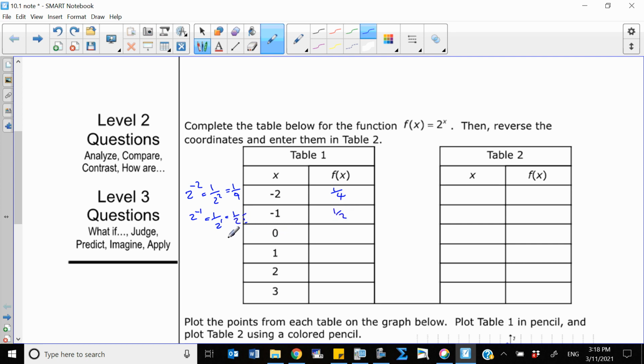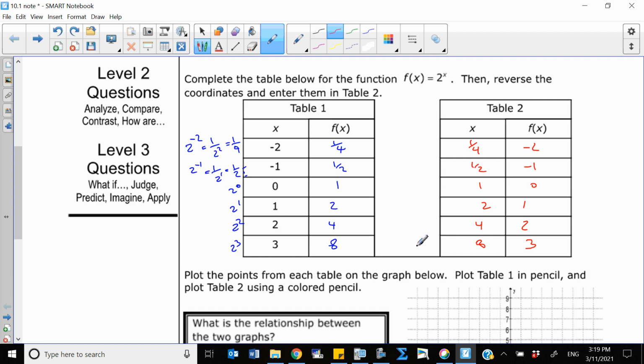When x is 0, it will be 2 to the power of 0. It's 1. 2 to the power of 1 is 2. 2 to the power of 2 is 4, and 2 to the power of 3 is 8. So this is the first table. Now for the second one, we're just switching the coordinates. Like x will be 1 over 4, y will be -2. 1 over 2, -1, 1 and 0, 2 and 1, 4 and 2, and 8 and 3.